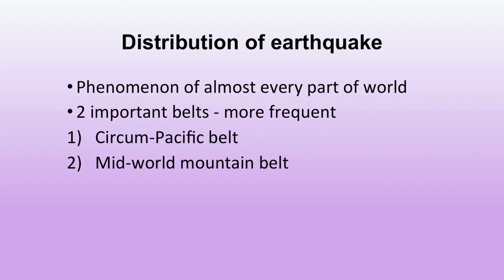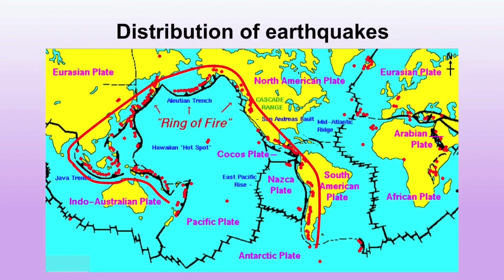So, distribution of earthquakes: it is a phenomenon of almost every part of the world. It takes place in different parts of the world, and two important belts can be identified where it is most frequent. They are the circum-Pacific belt and the mid-world mountain range, similar to the occurrence of volcanoes. This is the picture where you can see the map. Again, it coincides with the places where volcanic eruptions take place.